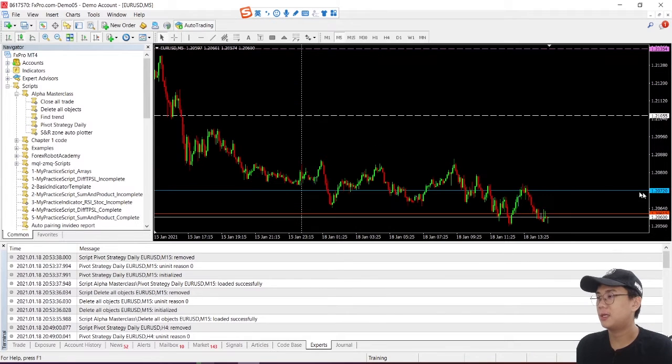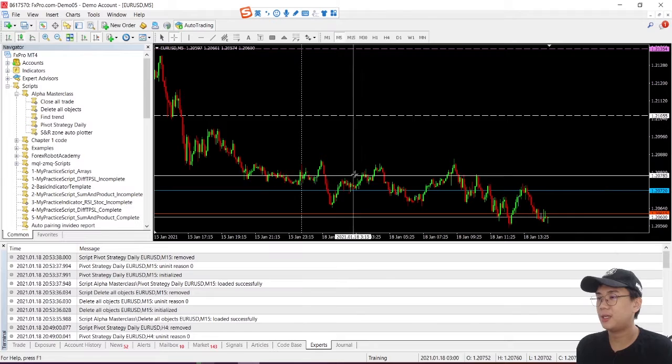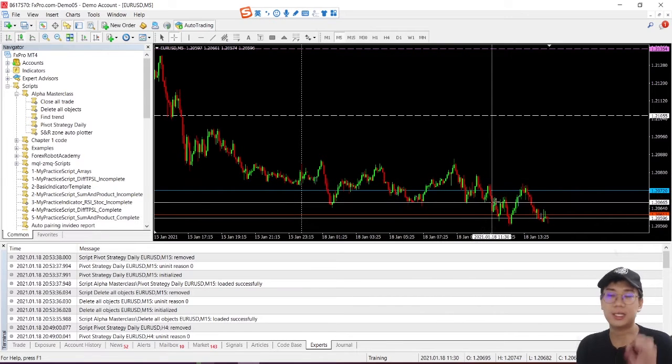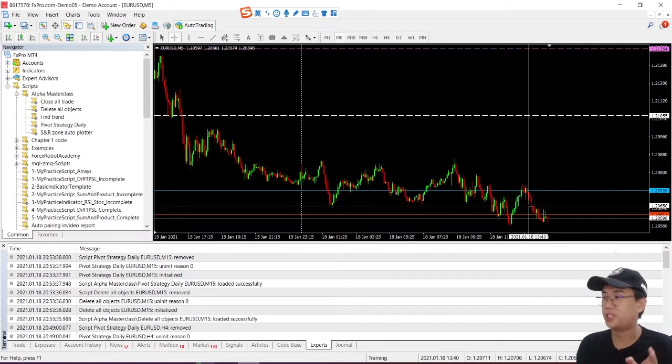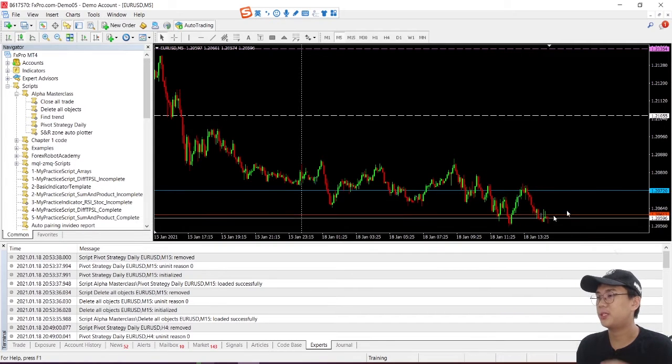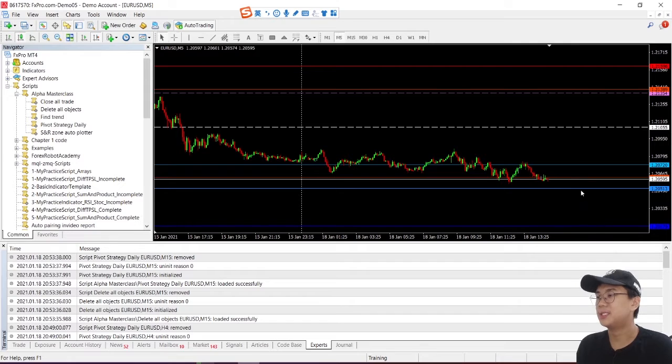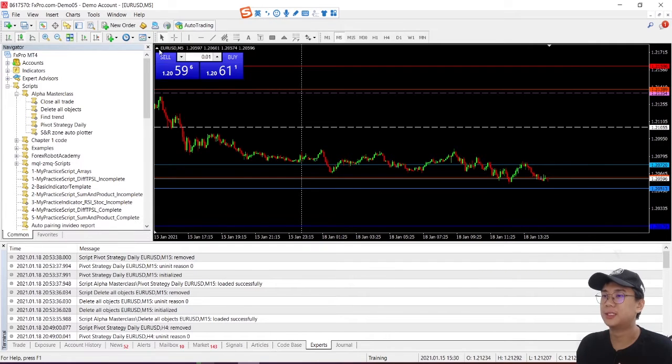In this light blue line, when the price reached there, it rebounded here around for a certain time, and at night time in Malaysia, it started to rebound and go down. Where is it going? To the second level, which is here. So I can go for a sell.